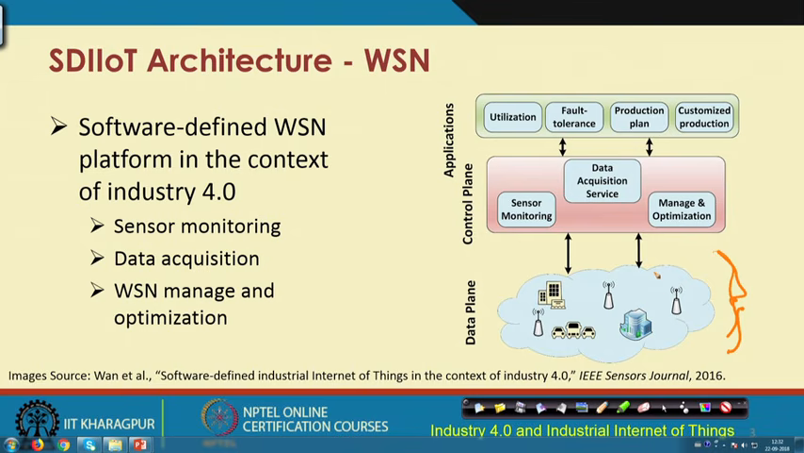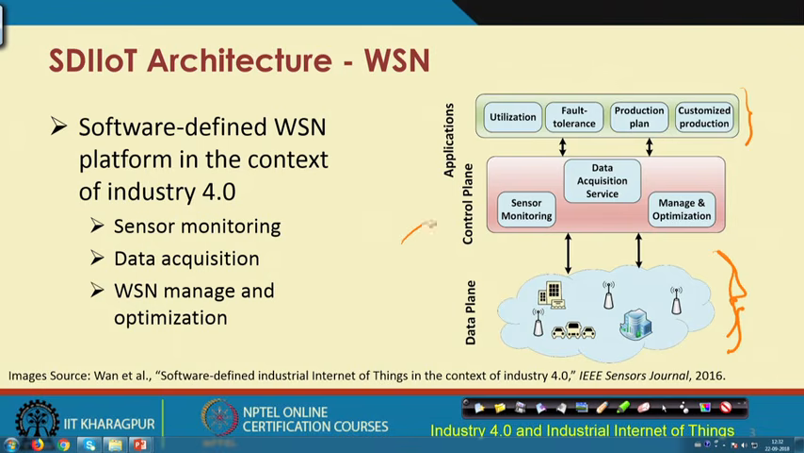Then you have the control plane. This control plane basically has different components for sensor monitoring, data acquisition and management and optimization. Self optimization is very important in autonomous systems, and self optimization and self management overall has to be implemented in a software defined sensor network architecture. And on top, as before, we have all these different applications taking care of issues of utilization, fault tolerance, production planning, customized production, billing, business logic implementations and so on. So, all of these different applications are over here.